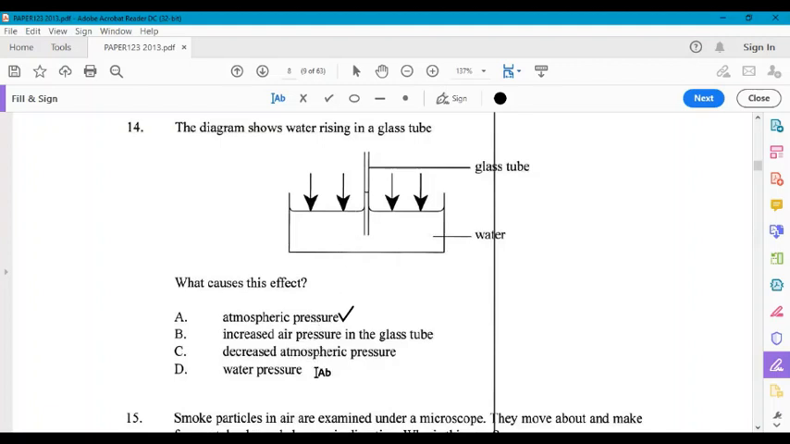Okay. Decreased atmospheric pressure would cause the water level to drop. Okay. Because if there is nothing pushing on it, then we won't see that rising in the tube. All right.